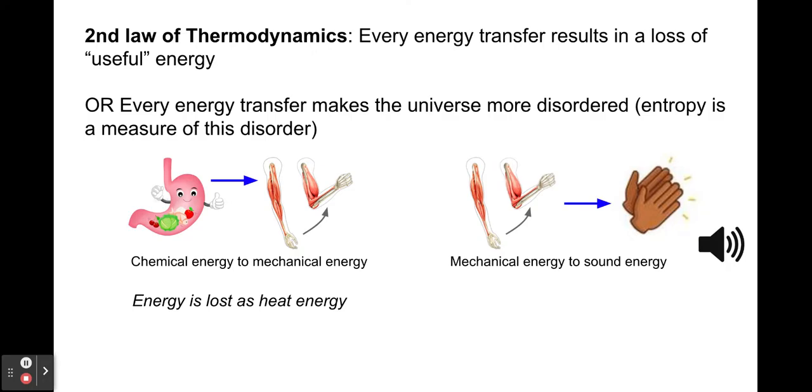Similarly, when you clap your hands together, you're transferring mechanical energy into sound energy, but some of that mechanical energy is lost as sound energy, which is hard to recover, and again, heat energy, which is really hard to recover.